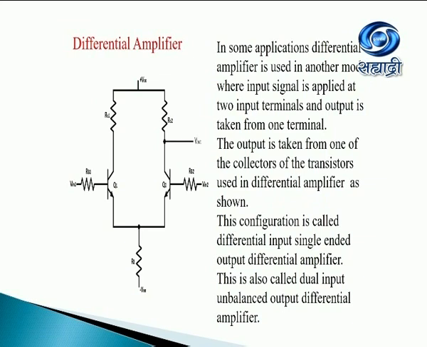In some applications, differential amplifier is used in another mode, where input signal is applied at two input terminals and output is taken from one terminal. The output is taken from one of the collectors of the transistors used in differential amplifier as shown. This configuration is called differential input single-ended output differential amplifier. This is also called dual input unbalanced output differential amplifier.